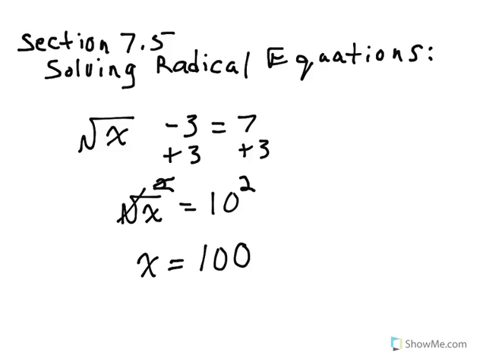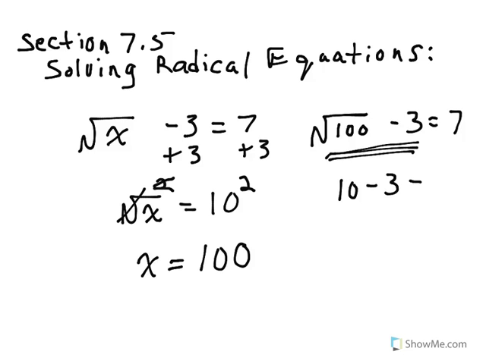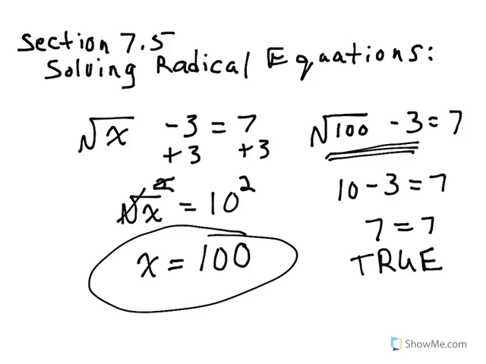So going back to our original equation, we're going to replace the x with 100 and solve the left side of the equal sign. Square root of 100 is 10. 10 minus 3 is 7. 7 does equal 7. That is a true statement. Therefore, the solution is x equals 100.